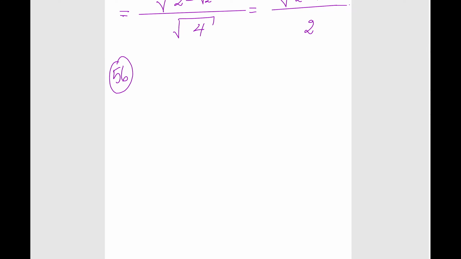Number 56, we want to verify the identity: cosine squared of x over 2 minus 3 sine squared of x over 2 plus 1. We want to show that this is simply 2 cosine x. Okay. All right. What do we know about this? There are many ways to do it.